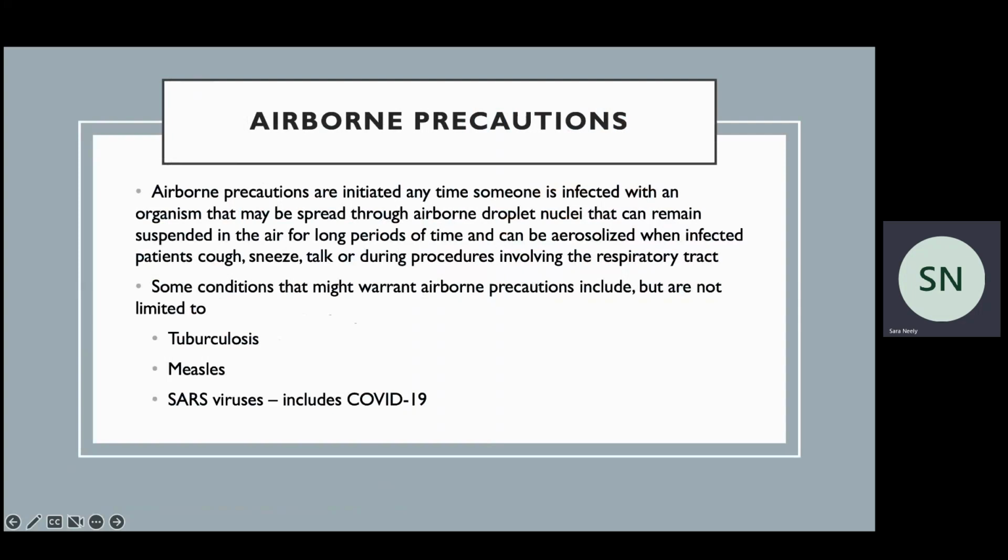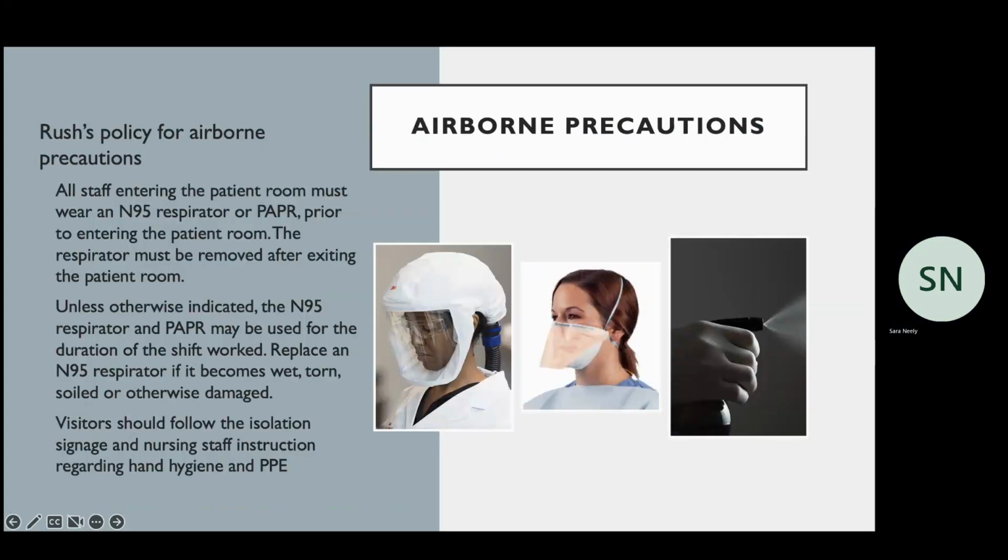Airborne precautions are used anytime someone has an illness that can linger in the air for long periods of time after the patient coughs, sneezes, or talks, or during aerosolizing procedures like we talked about before. Some airborne diseases include tuberculosis, measles, and SARS viruses. Now, SARS viruses include COVID 19, but COVID 19 has its own special type of precaution.